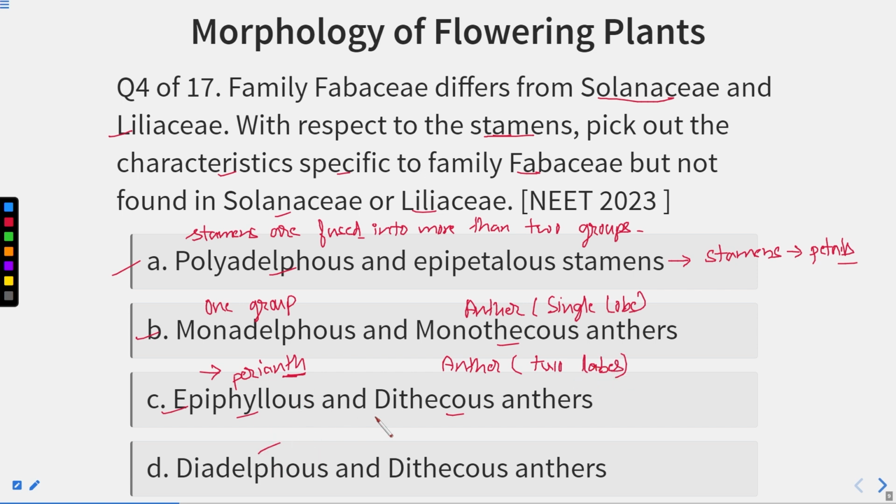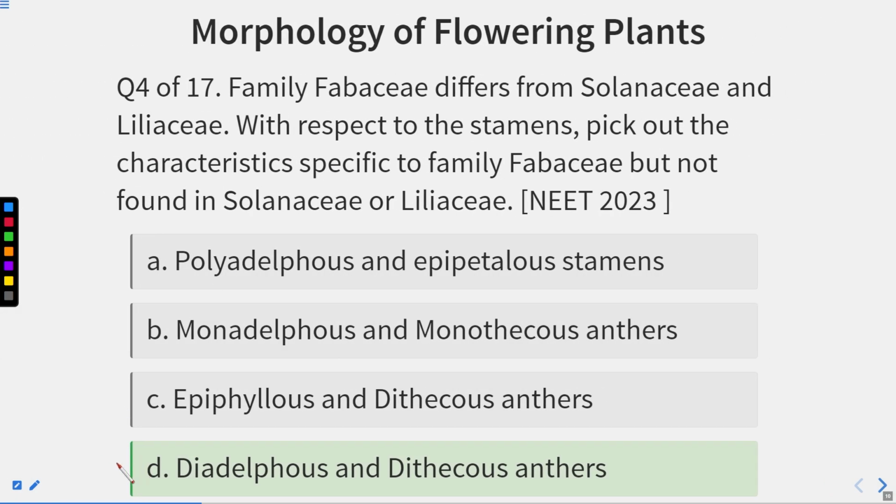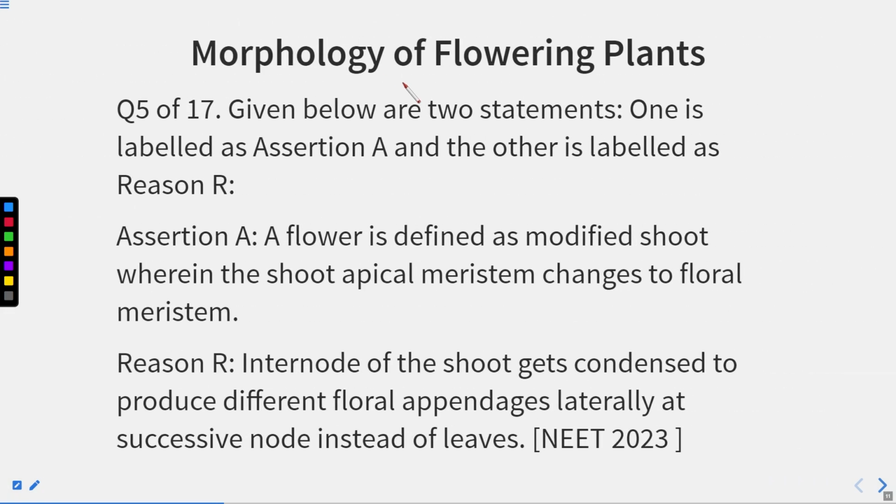Then diadelphous and again dithecous. Diadelphous means two groups of stamens, when the stamens are fused together and they form two groups. Dithecous, again anther with two lobes. So with respect to stamens, they are asking, what should be the answer here? This is again straightforward. Option D is the correct answer. Now let's move on to the next question.